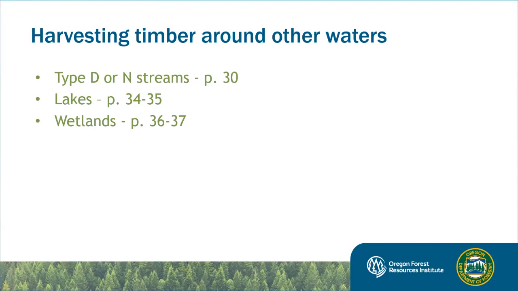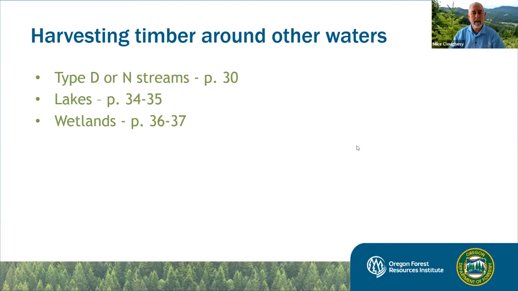And then finally, harvesting around other waters, there are different requirements for large, medium, and small type D or N streams, different requirements for lakes depending on size and whether there are fish in the lakes, and then different requirements for wetlands of different sizes. And that all can be found in both the newsprint and the illustrated guide, and you can also get in touch with your local stewardship forester, and they'll be able to answer any of those questions for you.